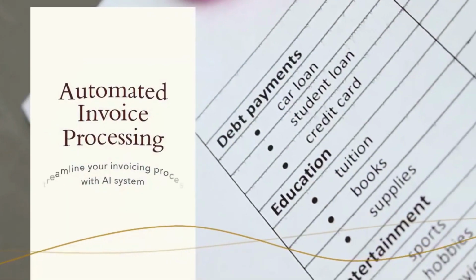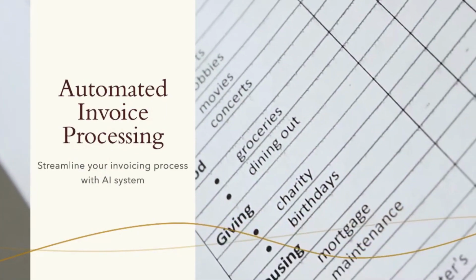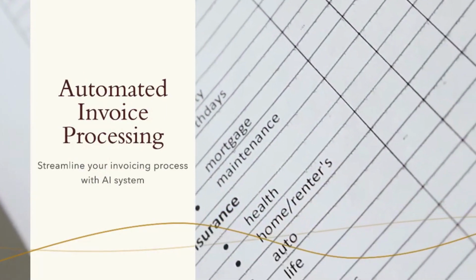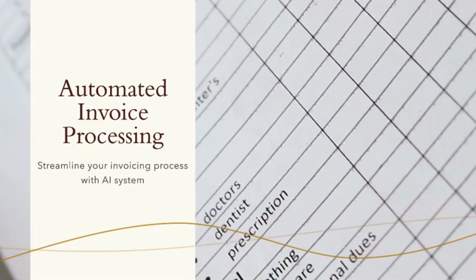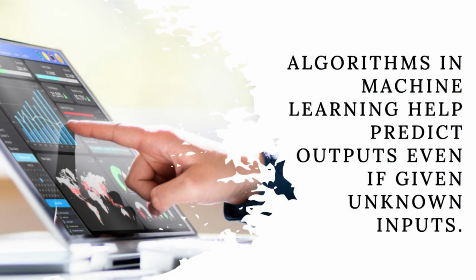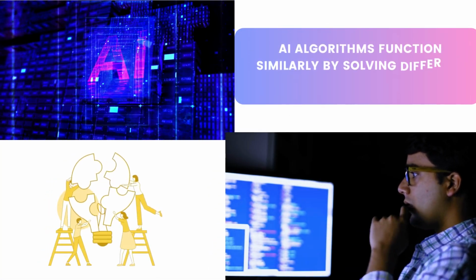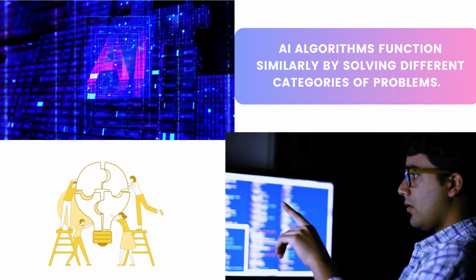This can be as simple as defining the steps an AI needs to take to process a single invoice to having an AI filter out pictures with dogs among a dataset containing hundreds of thousands of pictures. Algorithms in machine learning help predict outputs even if given unknown inputs. AI algorithms function similarly by solving different categories of problems.